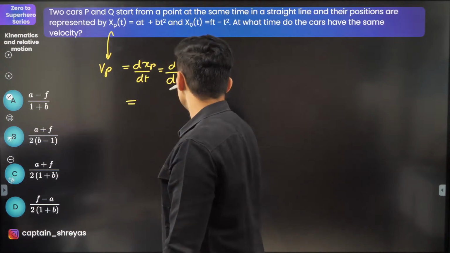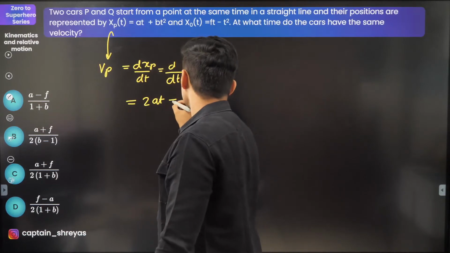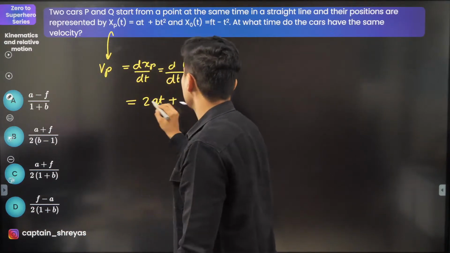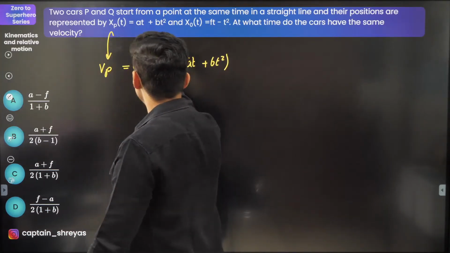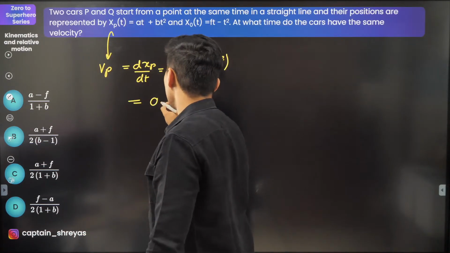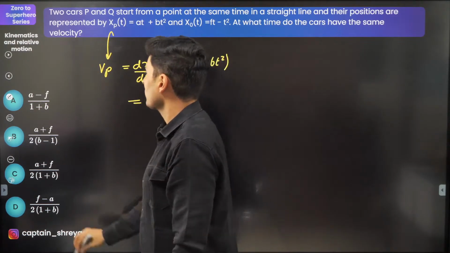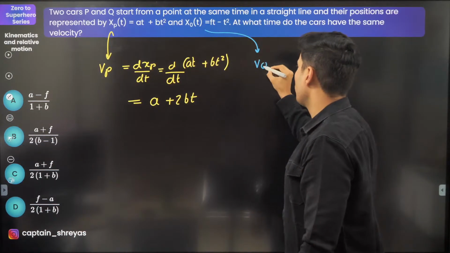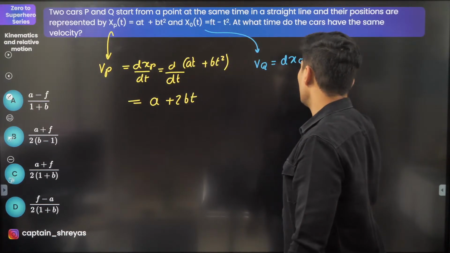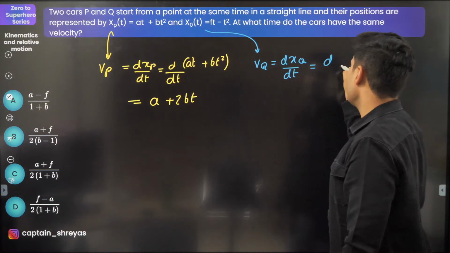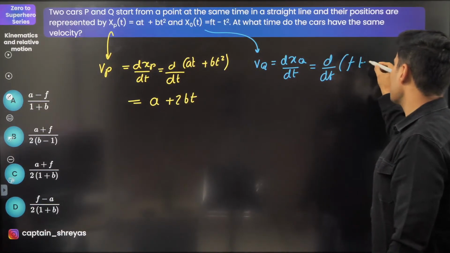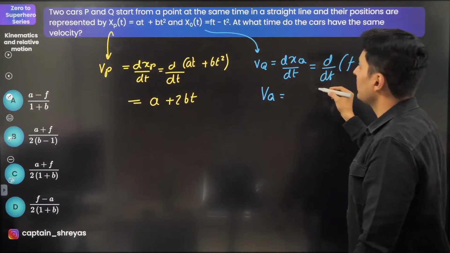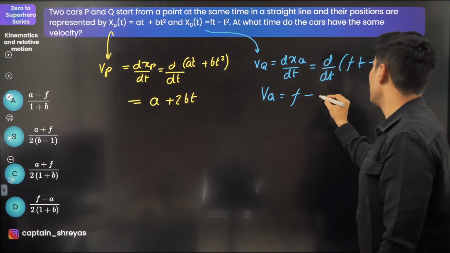Oh sorry, it is not AT square. I'm so sorry, guys. Just one second. Let me just erase this. It was just AT plus BT square. So the derivative of this will be just A plus 2BT. That's the first step. Next step, the second particle. So velocity of particle Q will be dxq by dt, the derivative of ft minus t square. So ft's derivative will be f minus 2t.